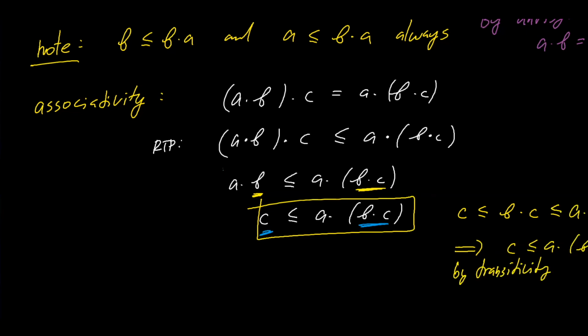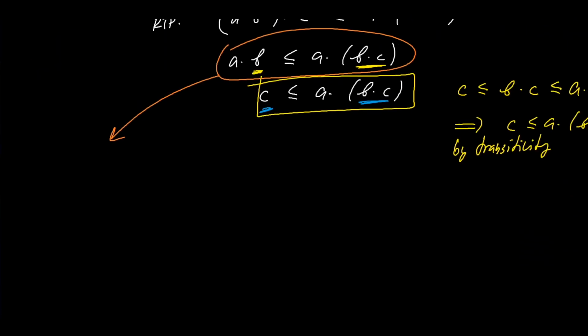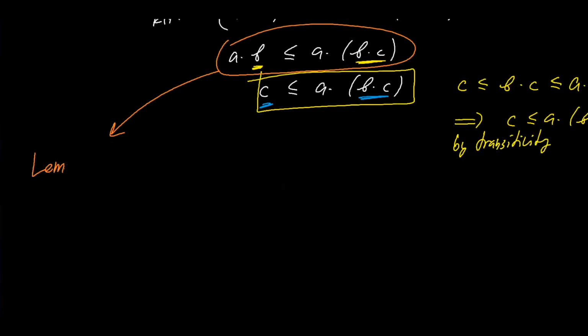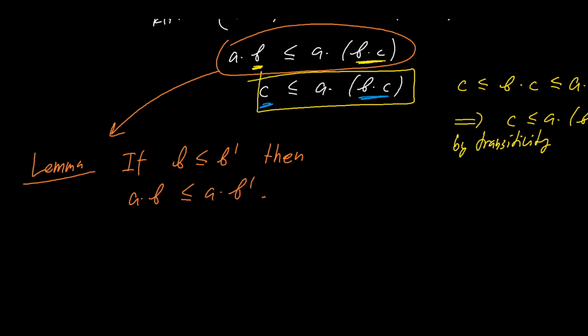And now let's try this part. To do that, we're going to first prove a lemma. Our lemma will say that if B is less or equal to B prime, then A dot B is less or equal to A dot B prime, and that's always true for all A, B, and B prime.